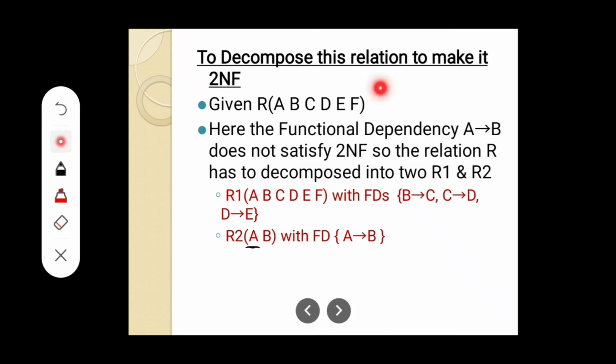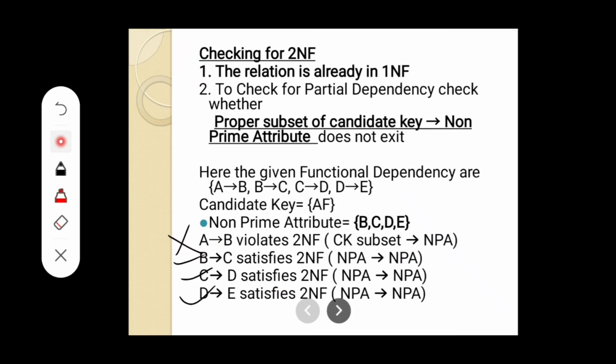Clear? So this is how we will decompose the table into two. Okay, this is the concept of 2NF. This is how they will ask questions in university. They will not give the table or the table values. They will only give the functional dependency.